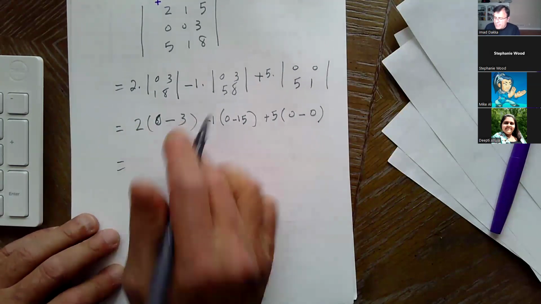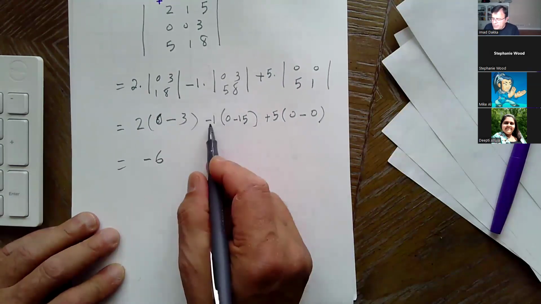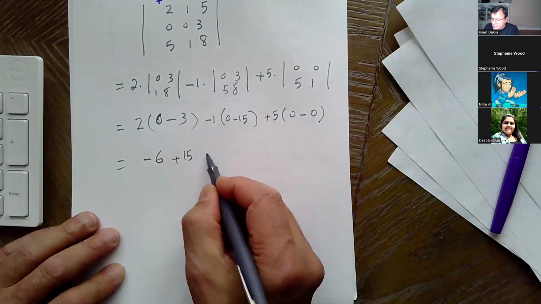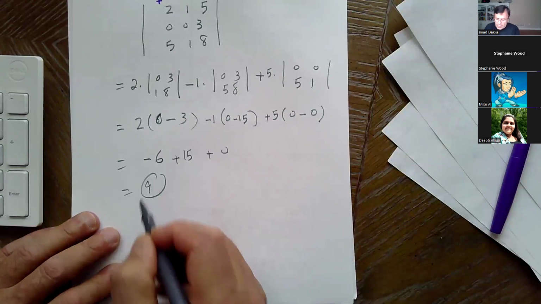So you get 2 times negative 3 is negative 6. Negative 15 times negative 1 is 15. And that's a 0, which is 9.